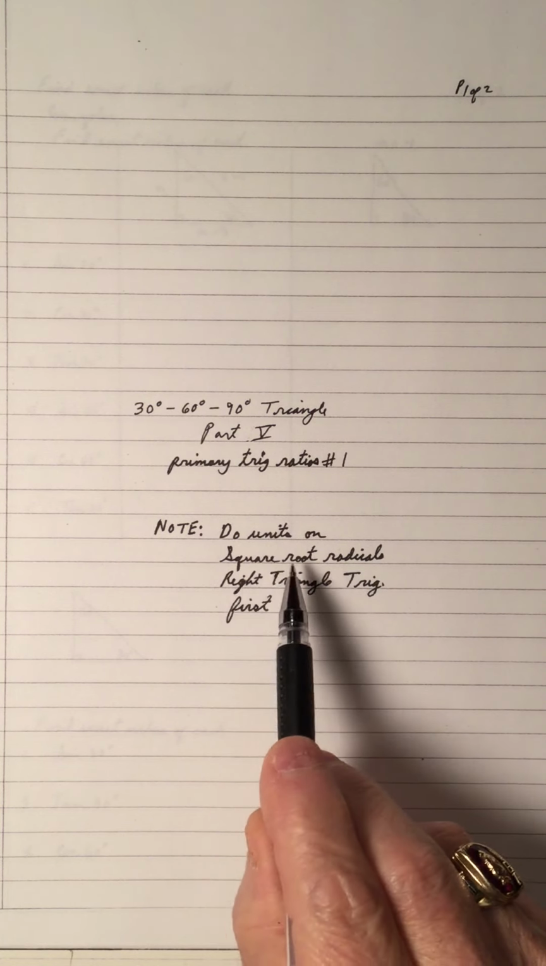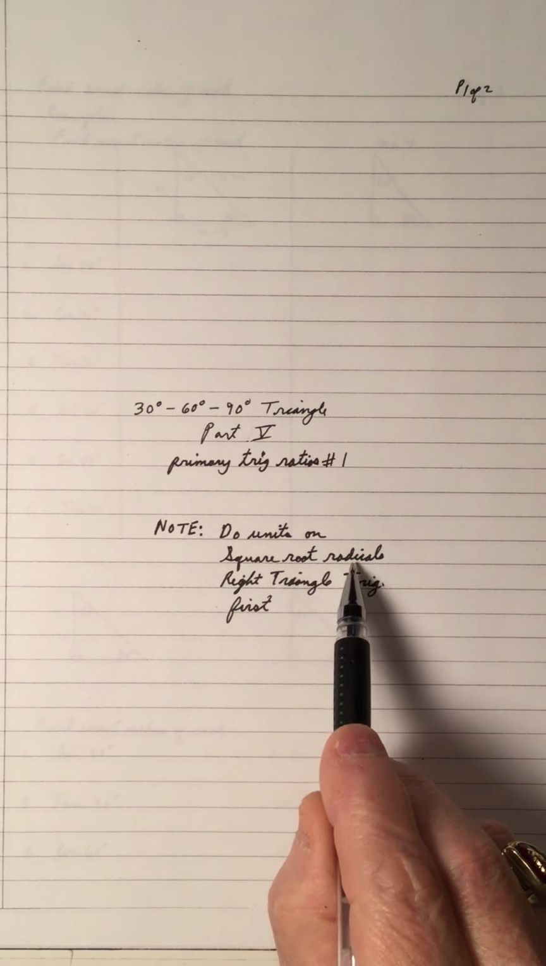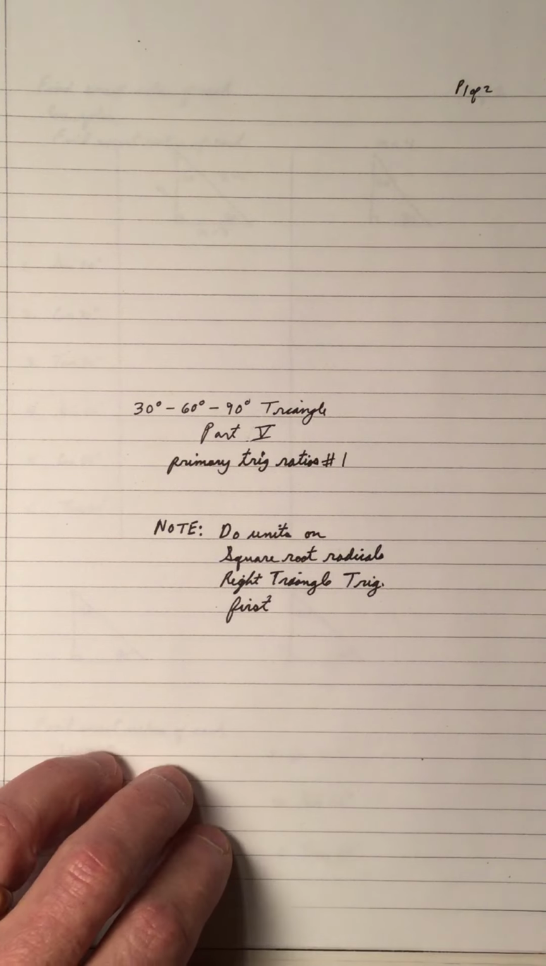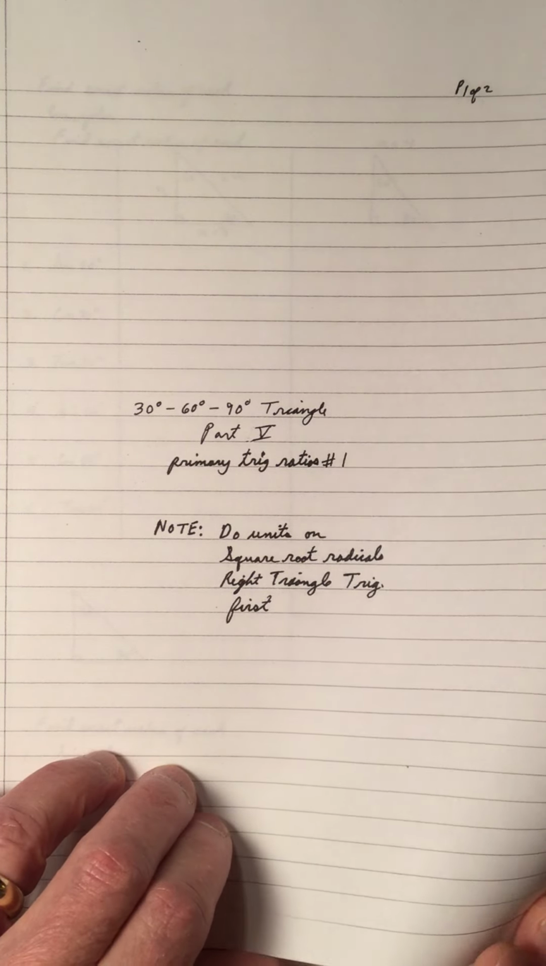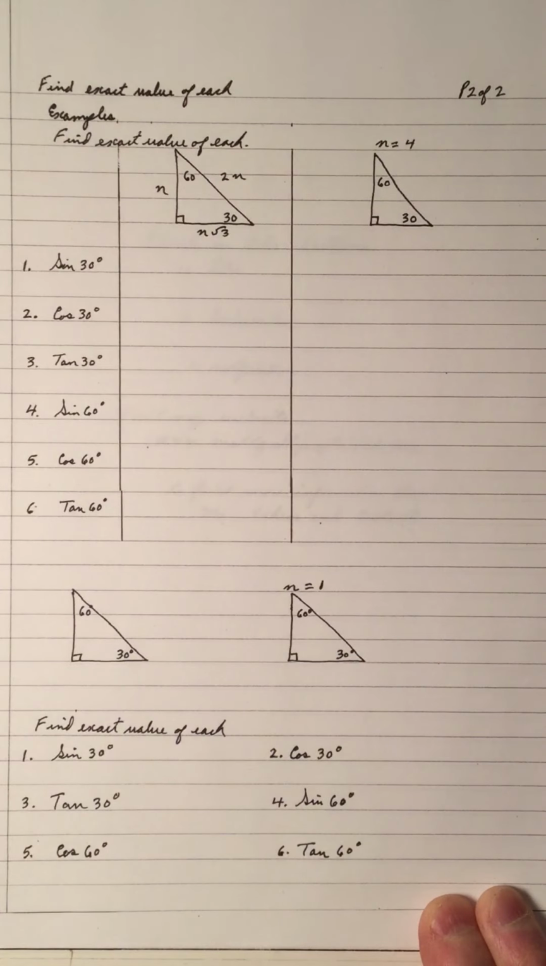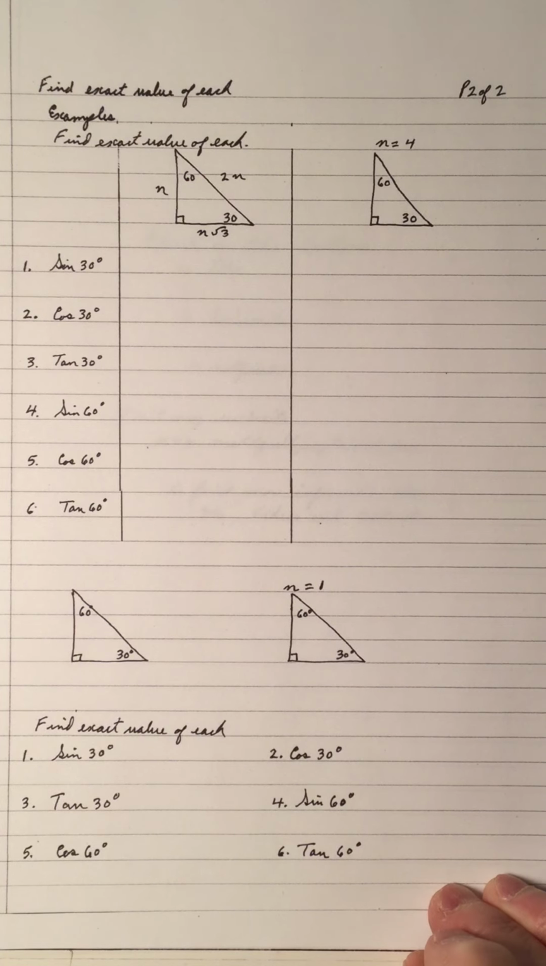Note, do the units on square root radicals and the unit on right triangle trig first. That'll make the manipulation of the calculations on the next two videos better. Find the exact value of each.